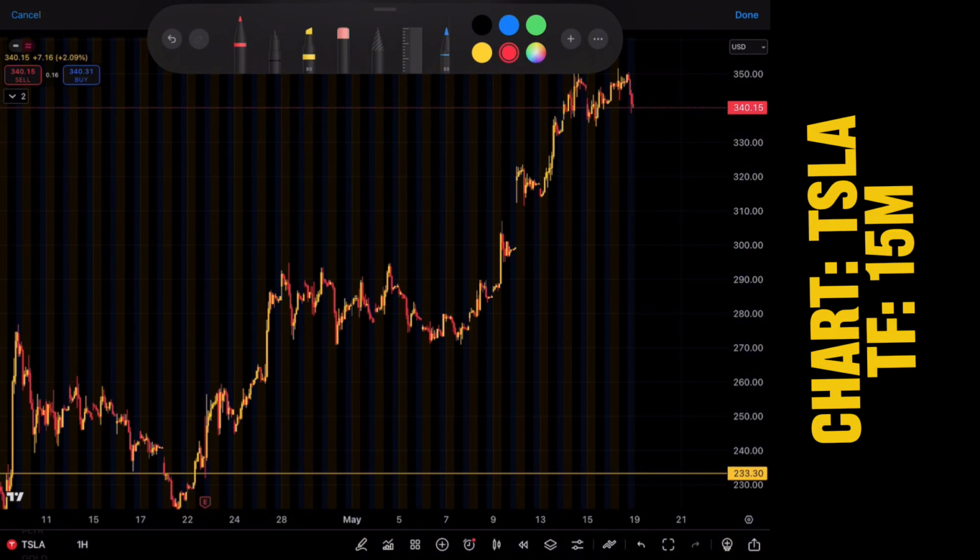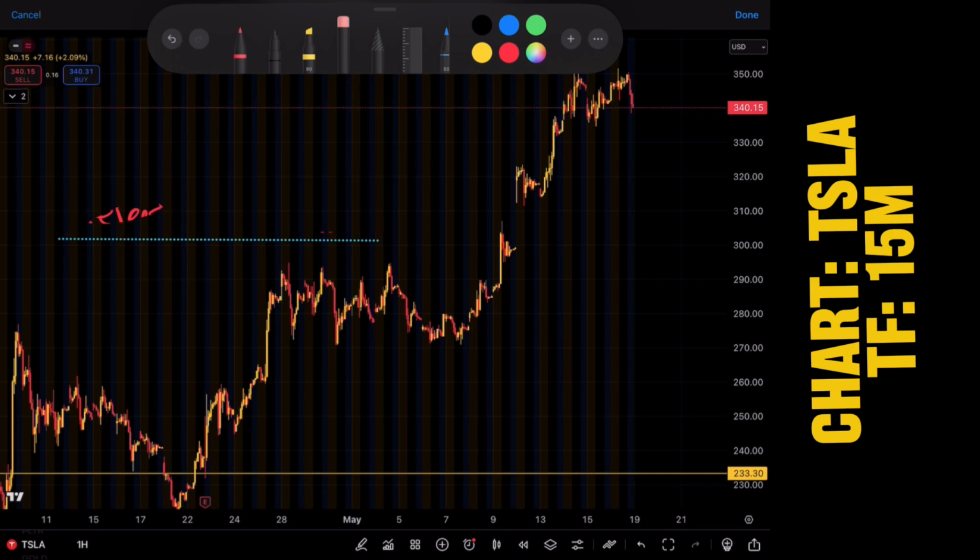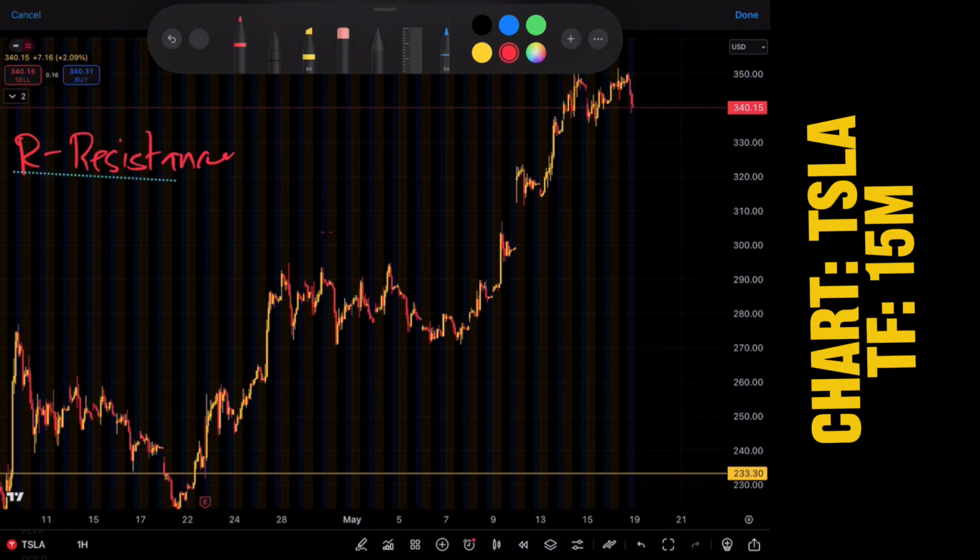So the first thing we're going to look at is, where is resistance? Resistance is up at the top, so we're just going to call this R. R is at the top. That is our resistance, or it could be called a rejection level. This is a level that the price is just not breaking over. So let me put over here real quick, we've got R, which would be resistance, and then we're going to have S, which will be our support level.